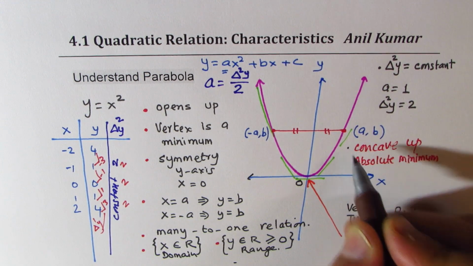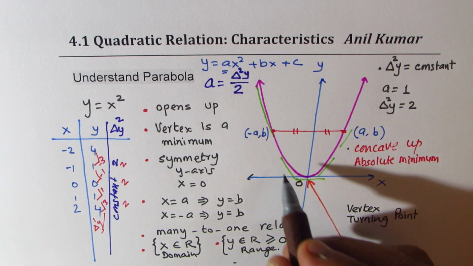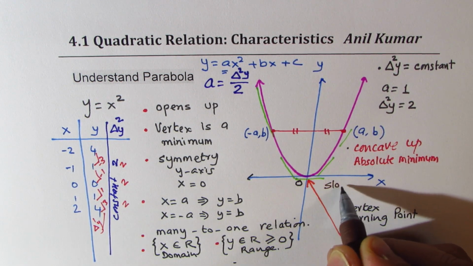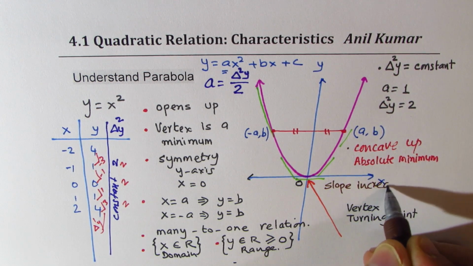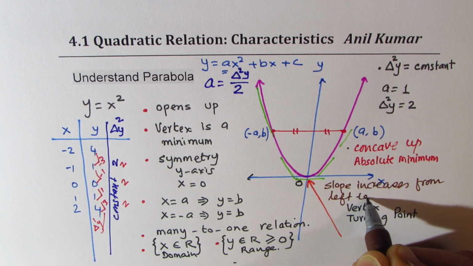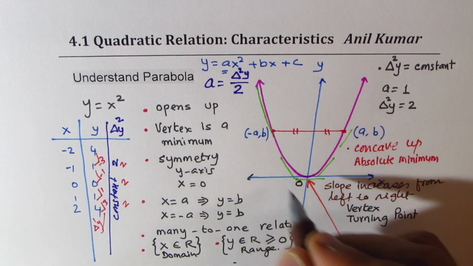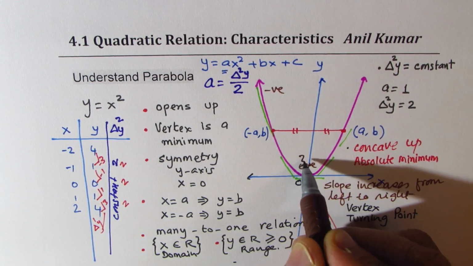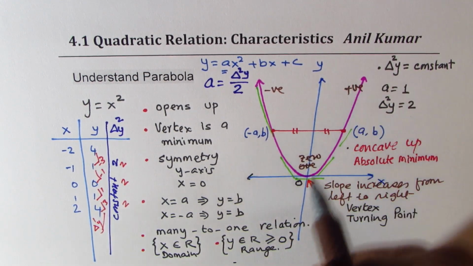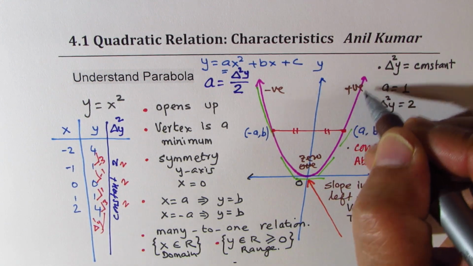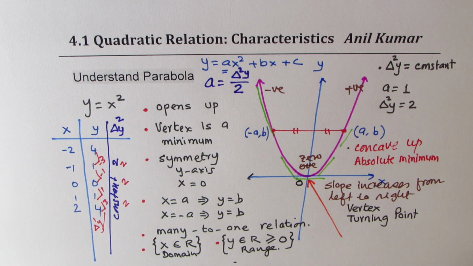So another important point is rate of change. This slope, you can say, increases from left to right. So we write slope increases from left to right. So always increases, right? It is negative, 0, and positive. So it goes from high negative to 0 to high positive value. It is very steep here. Do you see that? So these are very important characteristics of a parabola to keep in mind.